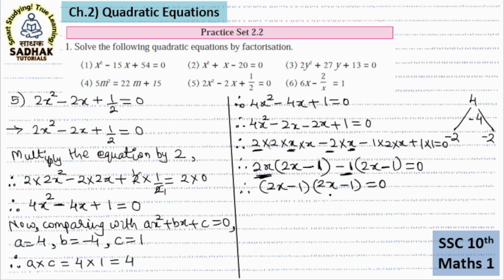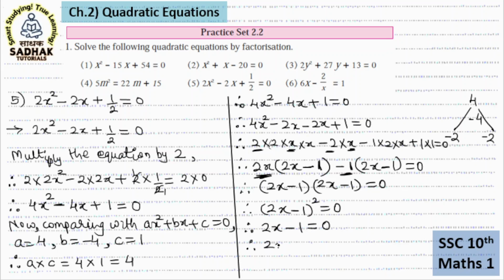Fine. So we can see that both the terms are same, 2x minus 1, 2x minus 1, so we can write it as 2x minus 1 the whole square is equal to 0. Fine. Therefore 2x minus 1 will be equal to 0.